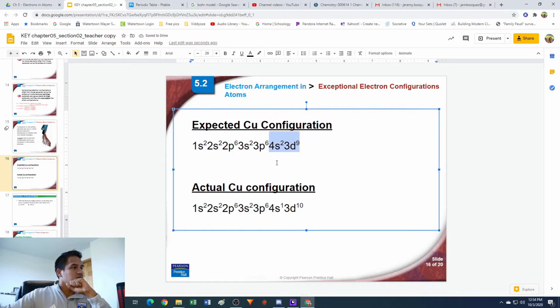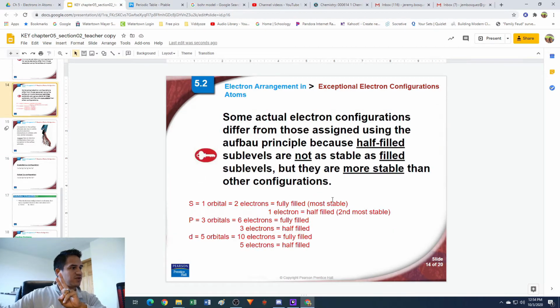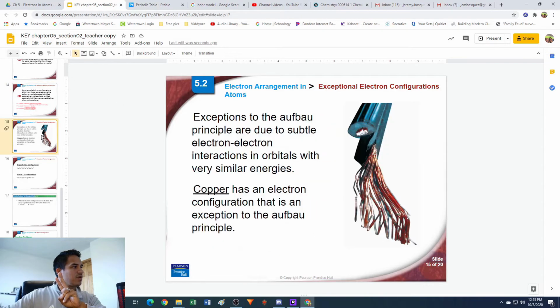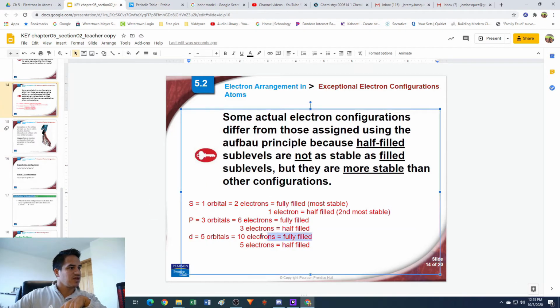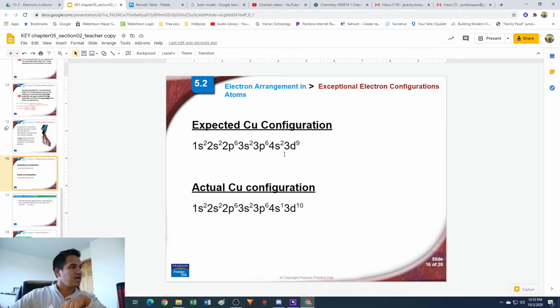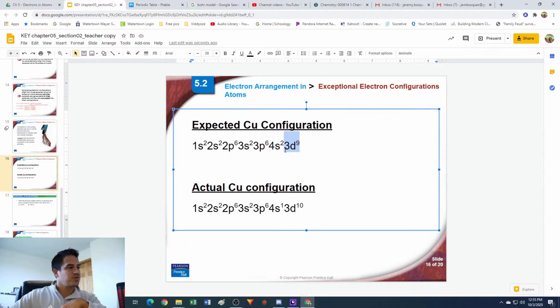Up here, we have 4s2, which is full. Okay, that's fully filled. Because remember, S-shaped orbitals can at most hold 2 electrons. So 2 electrons, fully filled, most stable. But the d orbital here has only 9 electrons, which is not fully filled, because fully filled would be 10. Okay, fully filled is 10. And half filled is 5. So at 9, it's not full and it's not half, which means it's nothing special.